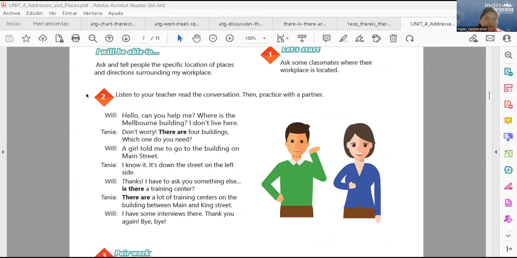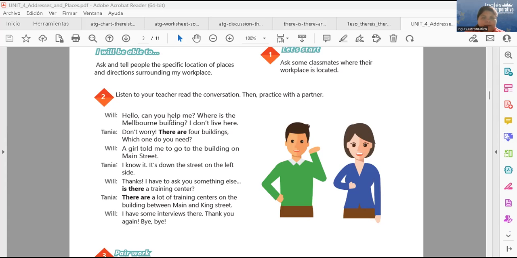Yes. Okay, perfect. So look at this. This is our objective, right? Ask and tell people the specific location of places and directions surrounding my workplace. Okay, so listen to the conversation and then practice. Okay, let's read the conversation.